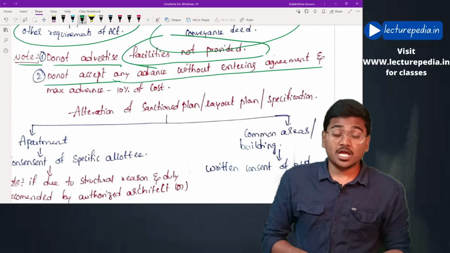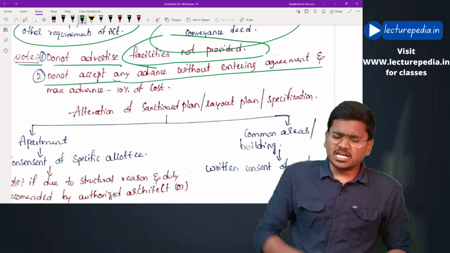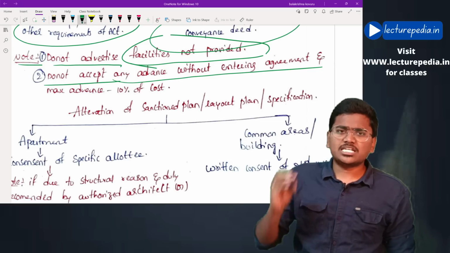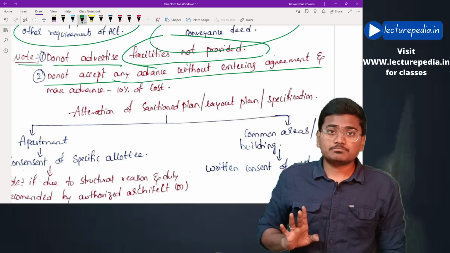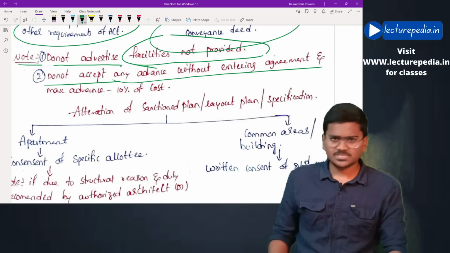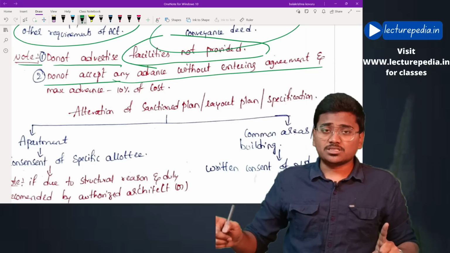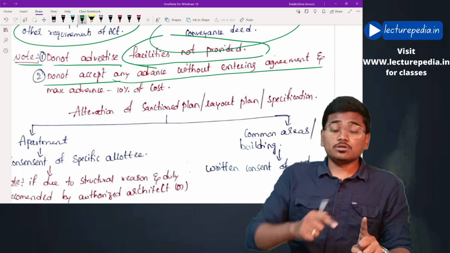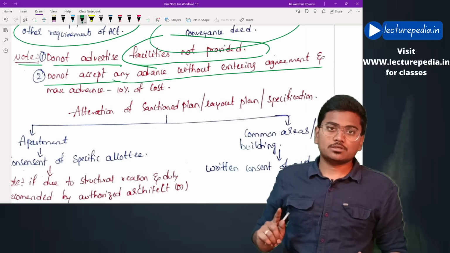Promoter says okay. And the Act also says that after entering into the agreement, the maximum amount of advance that you can accept is 10% of the cost of the project. Hope this is clear. First condition, without entering into an agreement you cannot accept any advance, and after entering into the agreement also, the maximum amount of advance that can be accepted is 10% of the project cost.